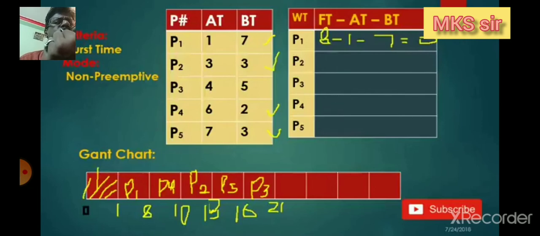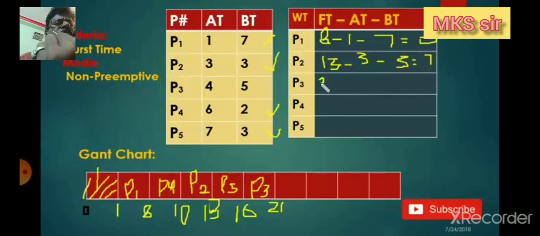Now P2. From the Gantt chart, it is very clear that the finishing time of P2 is 13 and the arrival time of P2 was 3. The burst time of P2 is also 3. So 13 minus 3 minus 3, that is 7.